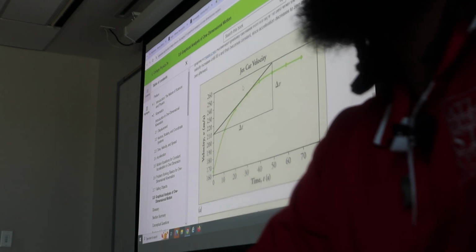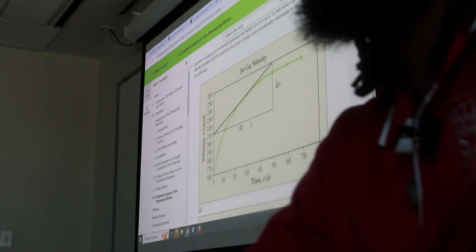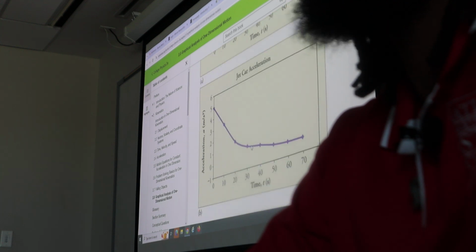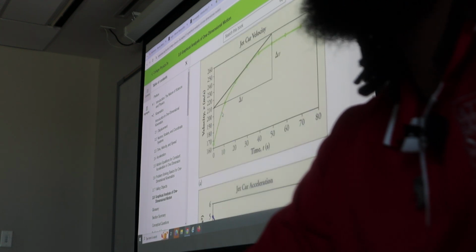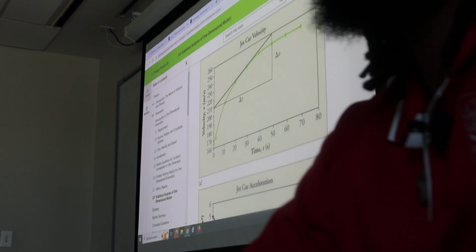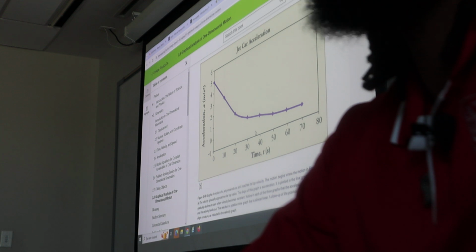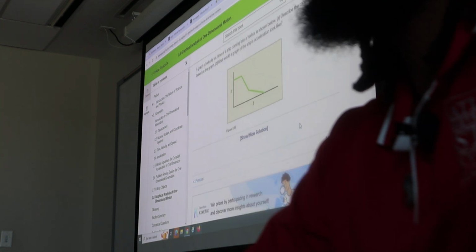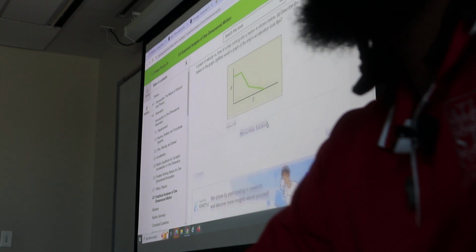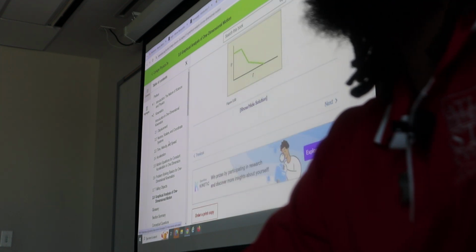So this is saying the change in velocity over the change in time, which we know is acceleration. It's giving us different points where we're able to see, okay, my change in velocity is the same as my change in time. So you don't really have to worry too much about that.